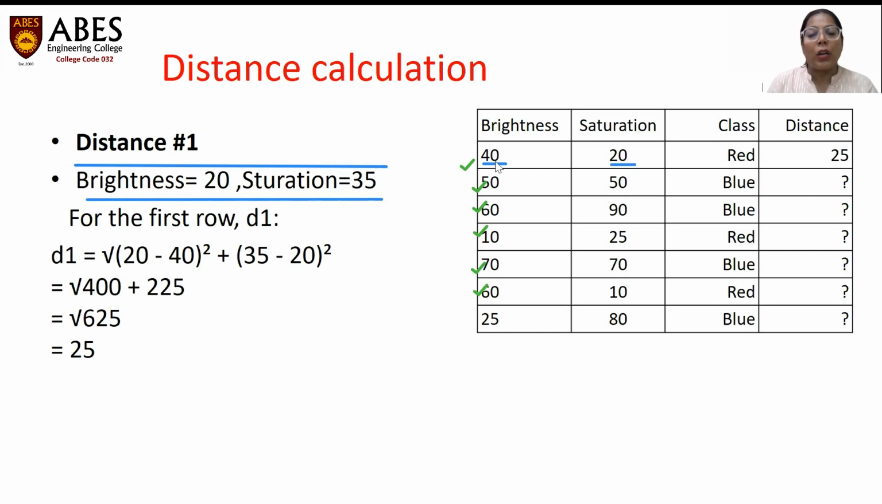First, I have calculated the distance for the first row. How did we calculate it? The given brightness was 20 and the available data is 40. So 20 minus 40 for brightness, and the given saturation was 35 and for the first row it is 20, so 35 minus 20. Calculating, finally you will get 25. So we have calculated the distance for the first row, that is 25.